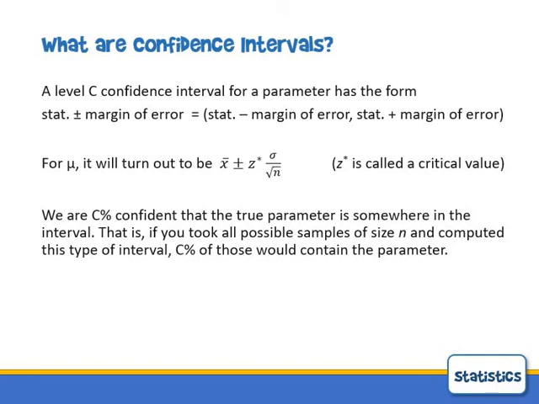Okay? And what that means really is that if you were to do the random sampling over and over and over again, 95% of the time you would get an interval that does contain the mean. 5% of the time you'd be unlucky and you'd have an interval that it's not in there. Okay?